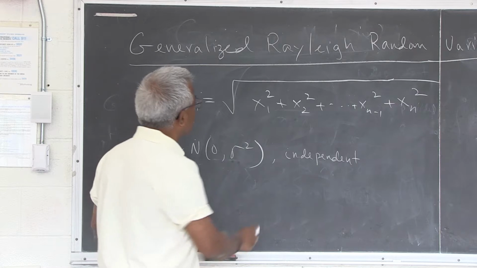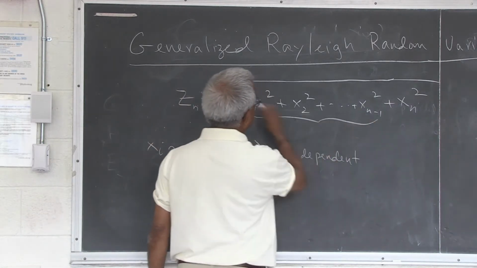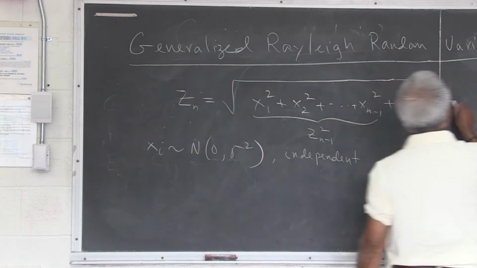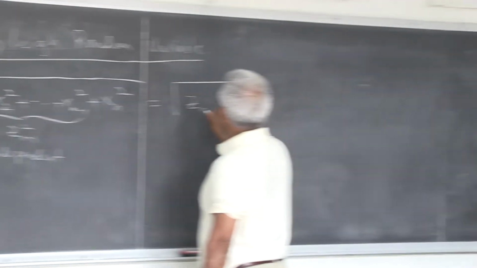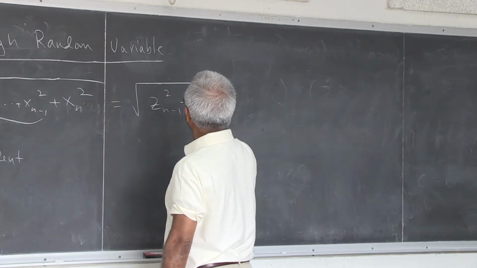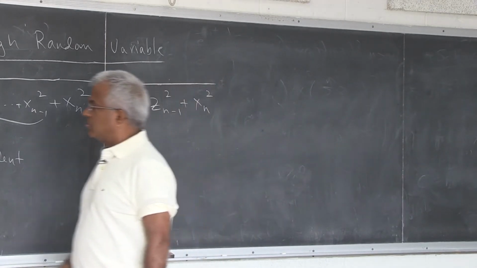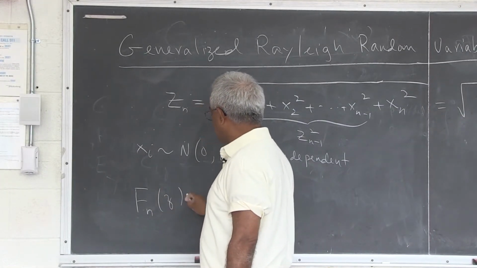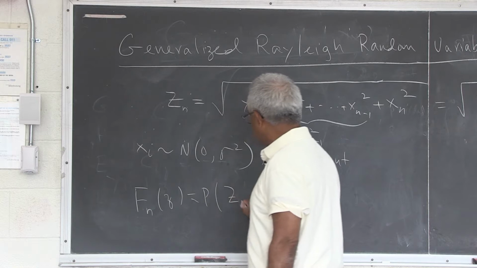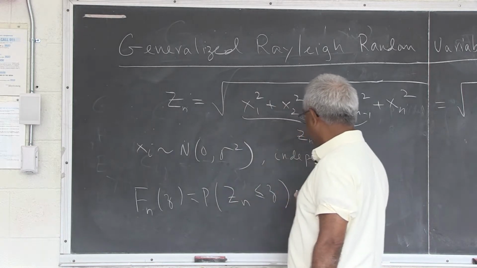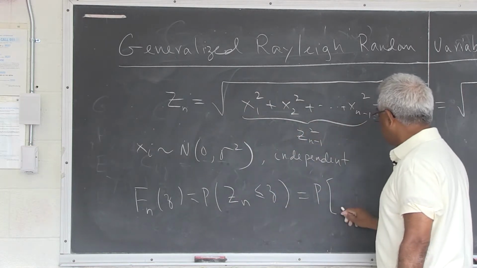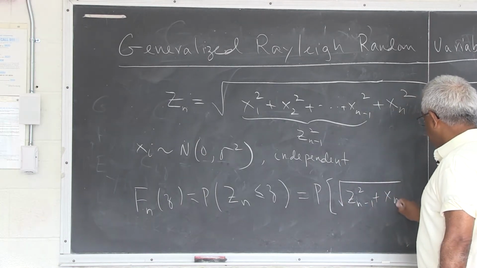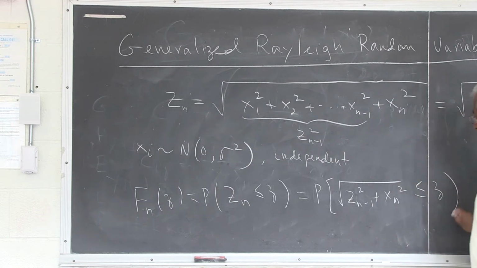So I'm going to call these random variables by the same notation. This will be zn minus 1 squared. In other words, I'm going to write this as zn minus 1 squared plus xn squared. Then we can look at the distribution function of z. By definition, this is zn less than or equal to z, which is zn minus 1 squared plus xn squared less than or equal to z.